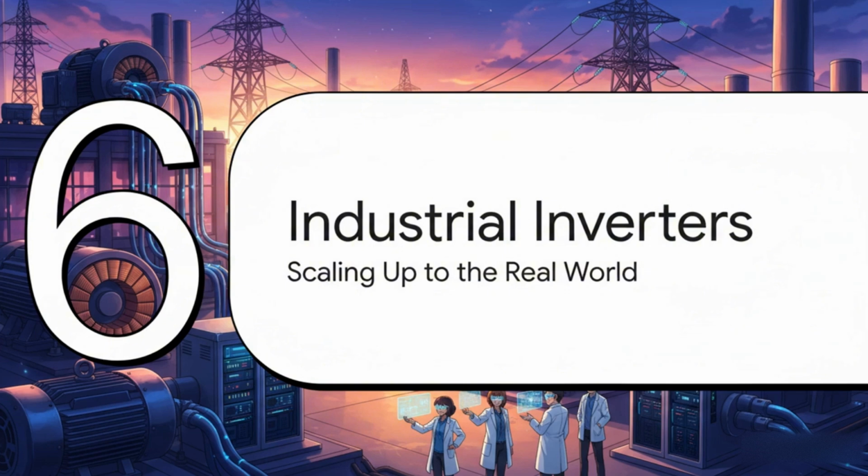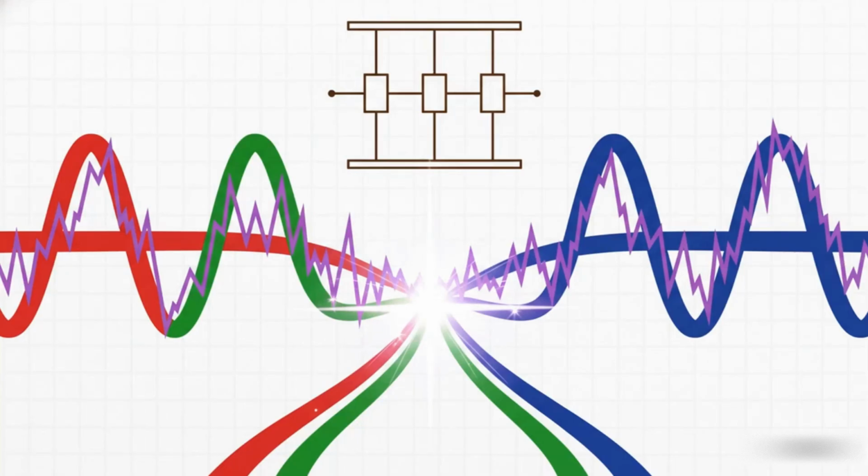All right, so we've pretty much mastered the principles for creating a single, clean AC output. Now let's see how these same techniques get scaled up to run the massive three-phase motors that power our factories and connect huge renewable energy plants to the grid. So most big industrial motors don't run on the single-phase power you have at home. They need three-phase power for much smoother and more efficient operation.